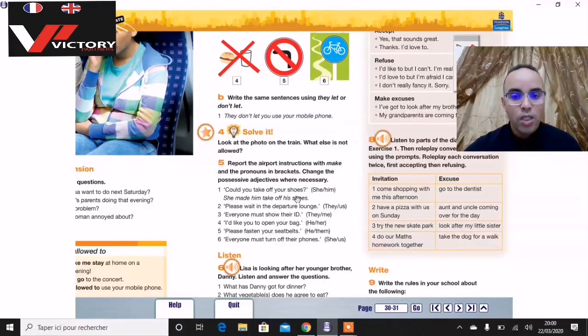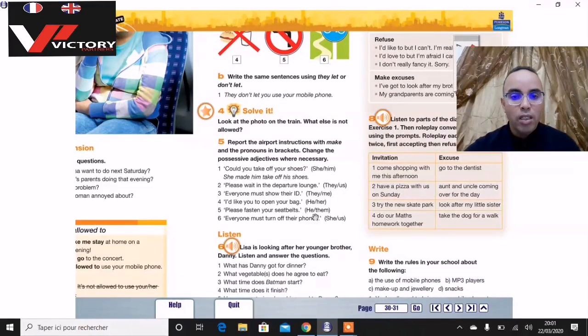Could you take off your shoes? And you have got some pronouns here between brackets, she or him. So the speaker here could be me and the audience could be you. So could you take off your shoes, which means I'm talking to you. In this sentence, the speaker is she. She made him. She is talking. She can be a woman or a girl talking to him, talking to a boy or a man. So we change here the possessive adjective your to the object pronoun him, because the audience here is a boy or a man.